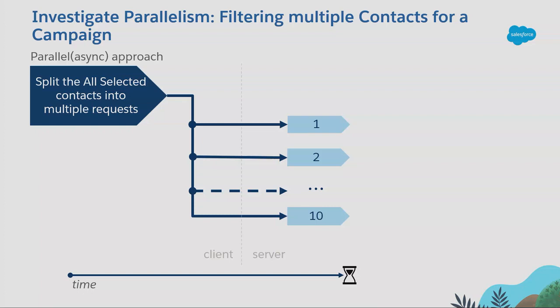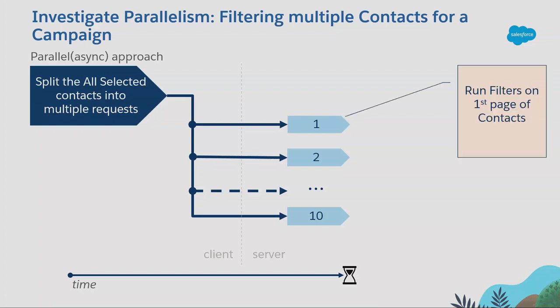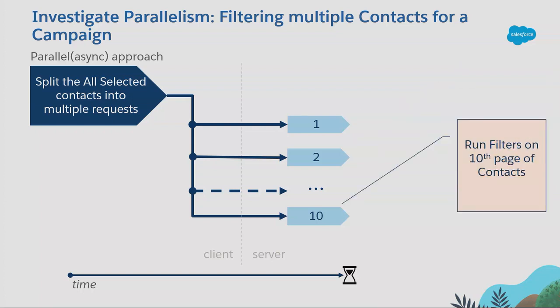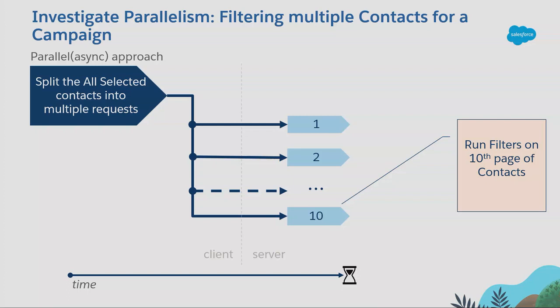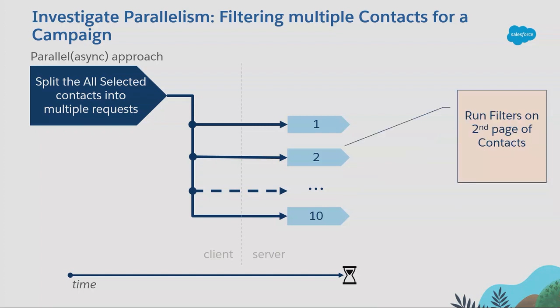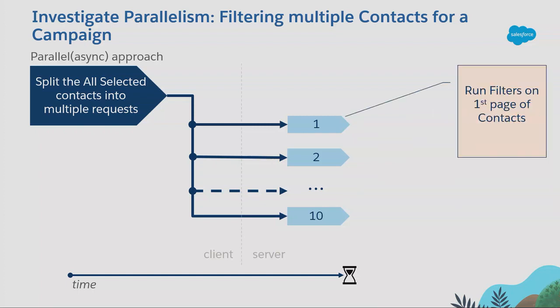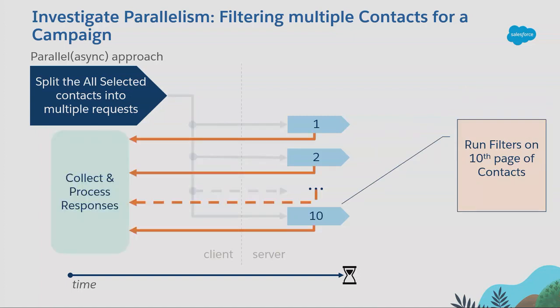But the idea is that all of the load requests are happening simultaneously. The client has basically split the request into possible contacts, and then it's run the filters on each of them separately, each in its own transaction. What this does is it leverages something that Salesforce is really good at, which is handling multiple transactions at once, in order to minimize your response time for this case. Collect the response in return. So anyway, that's investigate parallelism.